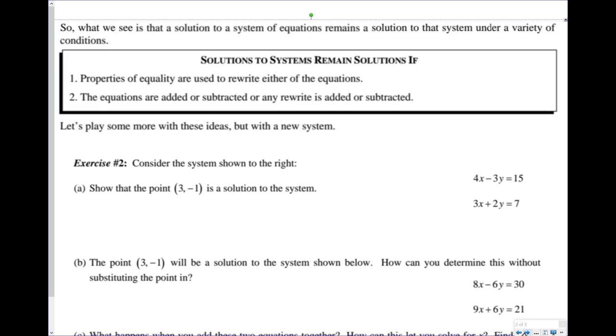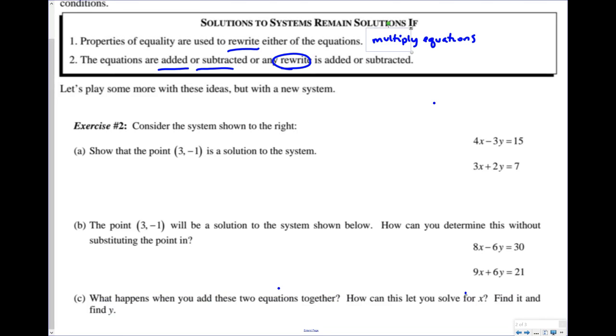So this box just kind of sums up what I said. It says that solutions to systems remain solutions if properties of equality are used to rewrite them. So if we multiply equations, they stay equal. If the equations are added or subtracted, they stay equal. So we can do all of these things and still keep equality, which is really, really cool. So let's take a look at exercise 2.